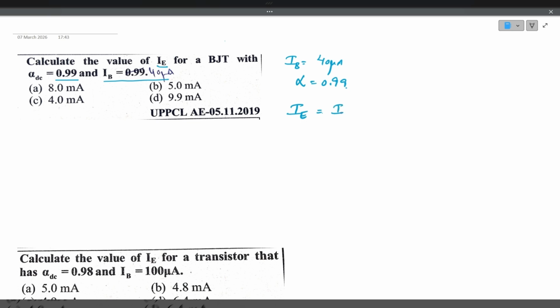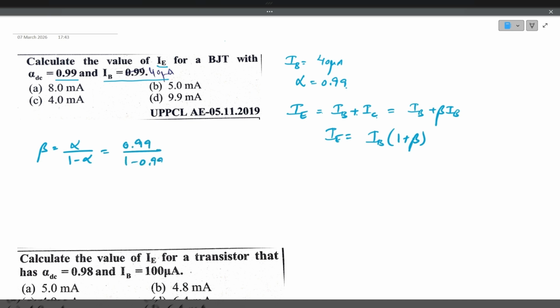So emitter current is nothing but base current plus collector current. Collector current can also be written as beta IB. So emitter current IE is equal to IB times 1 plus beta. We know that beta is equal to alpha divided by 1 minus alpha. So substituting the values 0.99 and 1 minus 0.99 gives us beta as 99. So emitter current IE is equal to base current 40 microamperes multiplied by 100. So it will be 4 milliamps. So answer is option C.